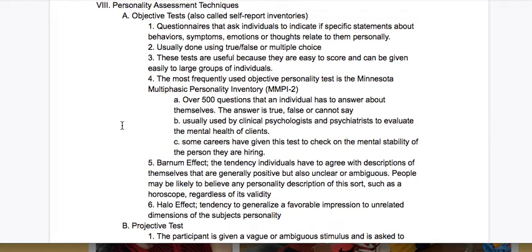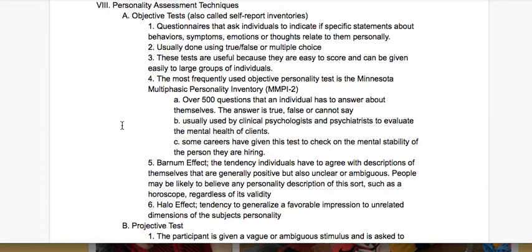That's not super important. Roman numeral 8, personality assessment techniques. Objective tests. These are also called self-report inventories. And these are basically questionnaires that ask individuals to indicate if specific statements about behaviors, symptoms, emotions, or thoughts relate to them personally. Usually done using true or false, multiple choice type questions. These tests are useful because they are easy to score and can be given easily to large groups of individuals.